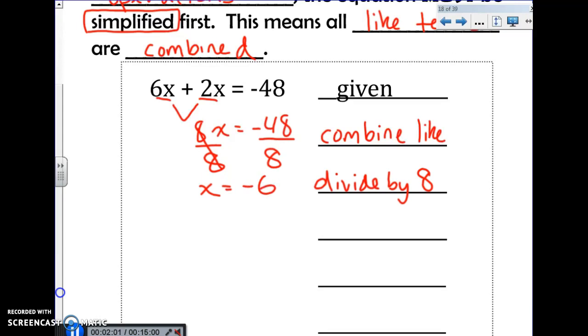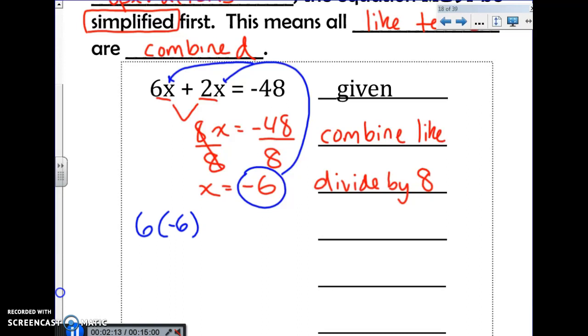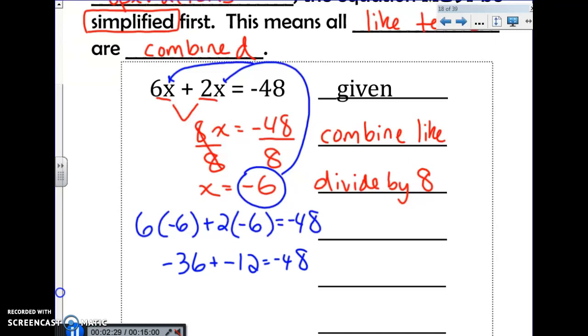And then, of course, I always want to go back and check to make sure that I did this right. Now, you could put it in the step before, but it might make more sense to put it back in the original equation so that in case you made a mistake with combining, you can double check for that. So 6 times negative 6 is negative 36. 2 times negative 6 is negative 12. And because they have the same sign, I'm going to add them together and keep it negative. So yep, this checked out.